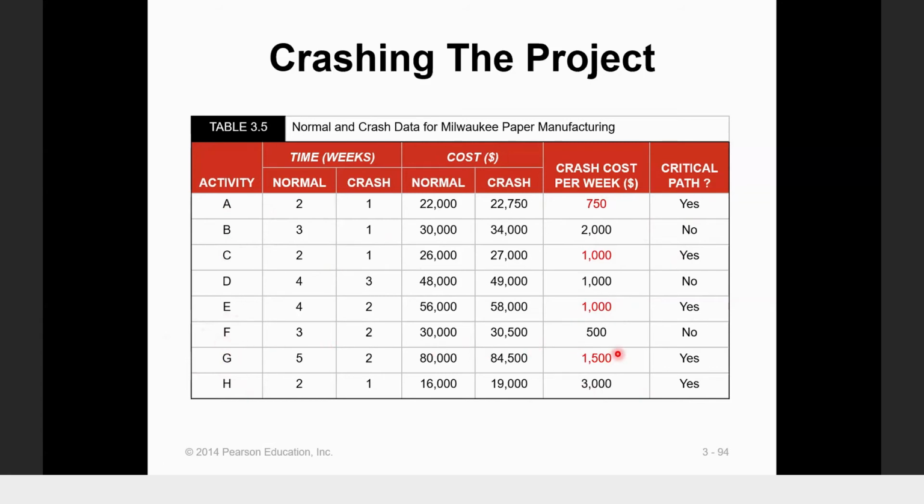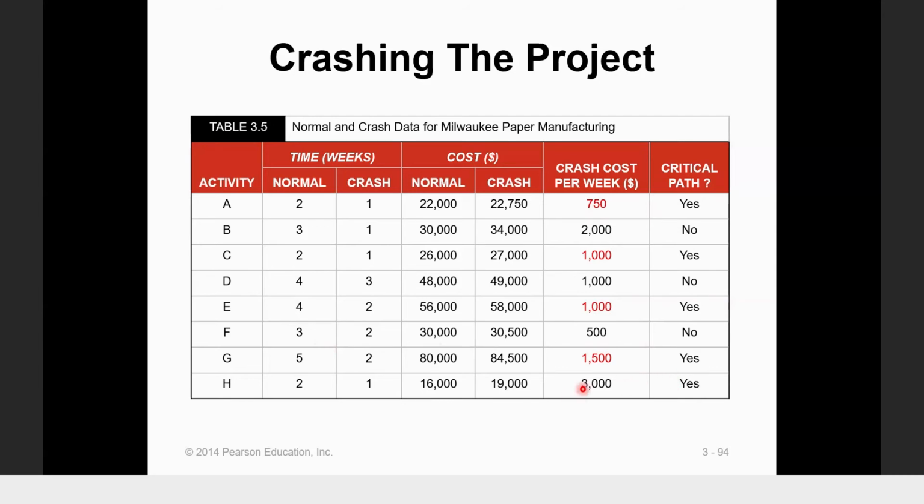We don't select F even though it is the smallest slope. Why? Because it is not critical. If we reduce the time for activity F, which has a normal time of 3 and a crash time of 2, meaning we can save 1 week here, there is no point in crashing activity F because F is not critical. We can crash only critical activities if we want to reduce the project completion time.